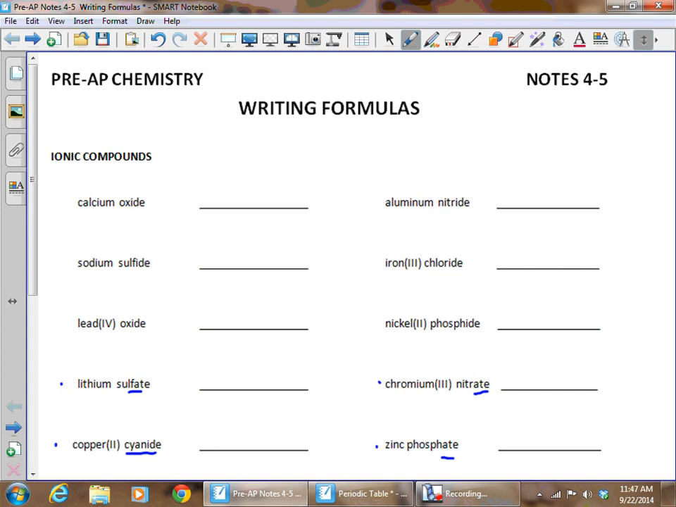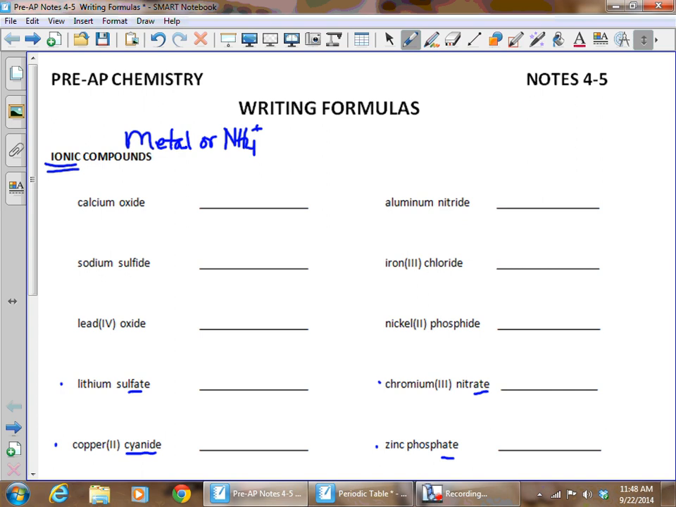Remember that we can tell if it's an ionic compound or not if it starts with a metal, or it has the polyatomic ion ammonium in it. Then we know it's going to be an ionic compound. So all of these first compounds here are going to be ionic compounds because they start with a metal. The first thing that I want you to do is to write down the ion symbol for each of the elements in the compound.